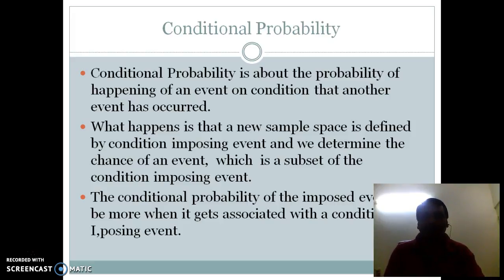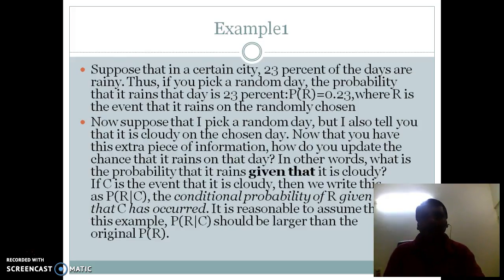Conditional probability is about the probability of happening of an event on condition that another event has occurred. What happens is that a new sample space is defined by the condition imposing event, and we determine the chance of an event which is a subset of the condition imposing event. The conditional probability of the imposed event will be more when it gets associated with a condition imposing event. Let's see an example.